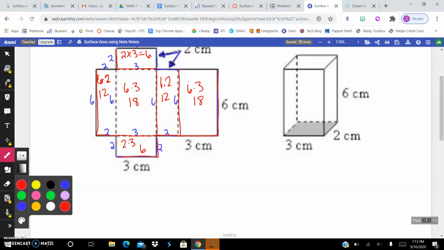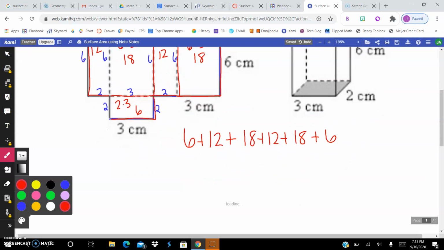Now to find the surface area, we just add up all of those pieces. So we have a 6, a 12, an 18, a 12, an 18, and a 6. Okay. So I know 6 and 6 make 12. And I have another 12 here and another 12 here. So that's 3 12s. That would be 36. So those numbers have been added in. And then I have an 18 plus an 18. That would give me 36. And then 36 plus 36 is 72.